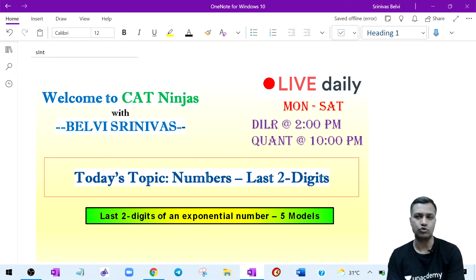And probably in tomorrow's lecture, we will also do how to find the unit digit of an exponential number. So these are the two kinds of questions which repeatedly come in exams, be it CAT, XAT, or IIFT. Any of these exams that you write, these are two very typical questions: to find the unit digit of an exponential number, and to find the last two digits, that is the units as well as the tens digit, of the exponential number.